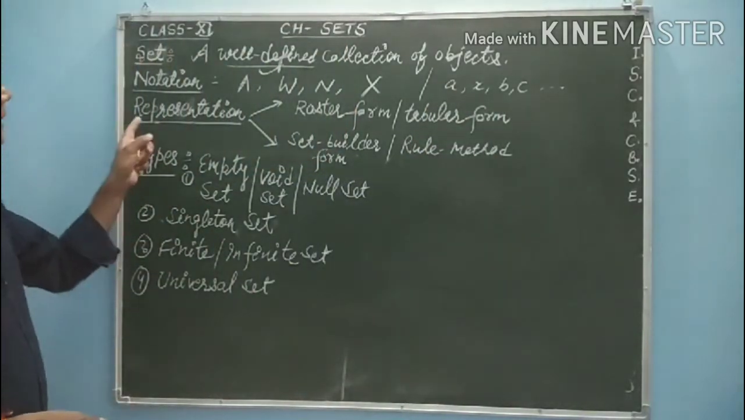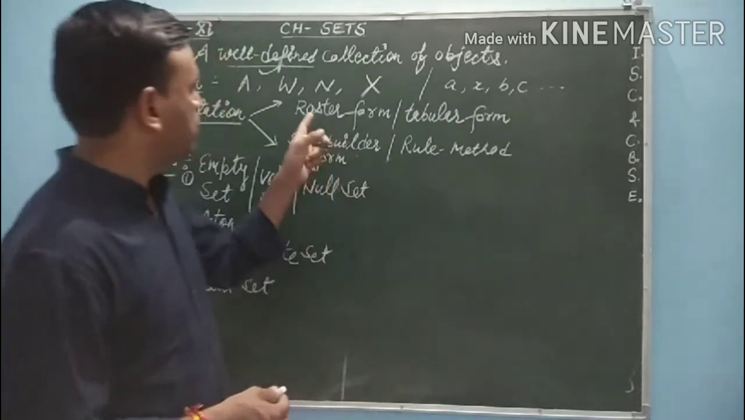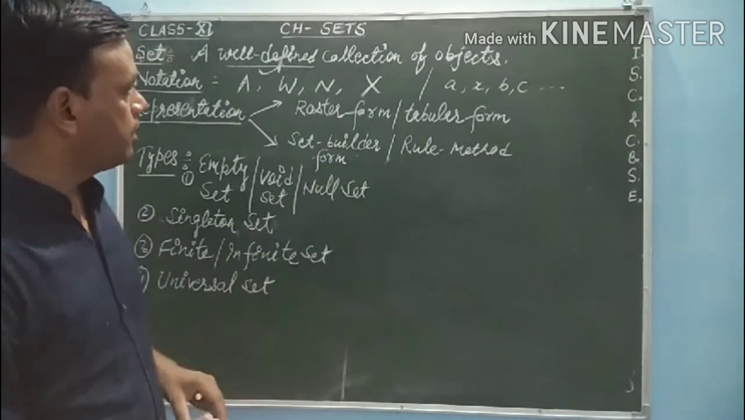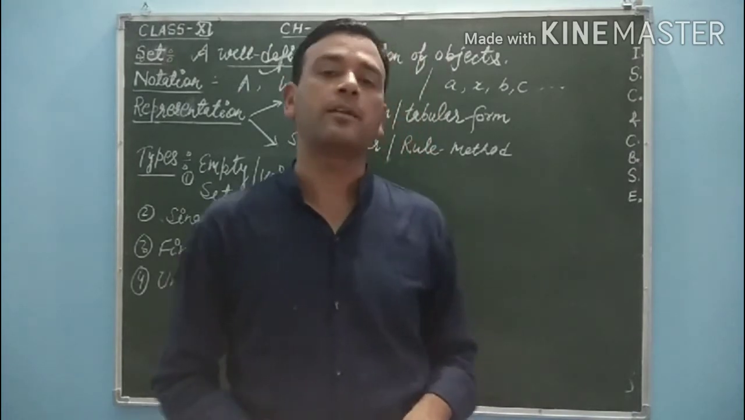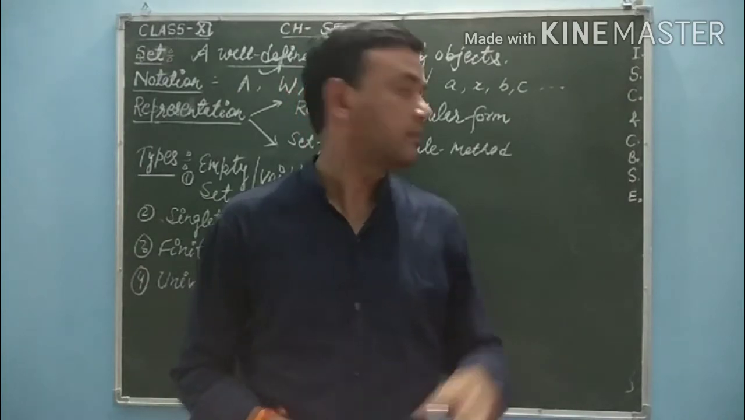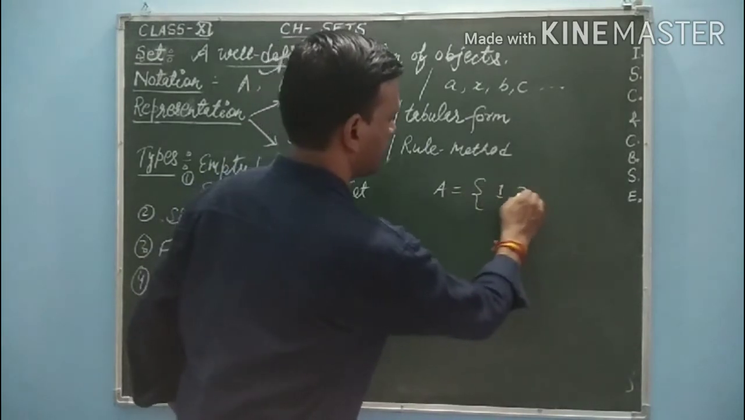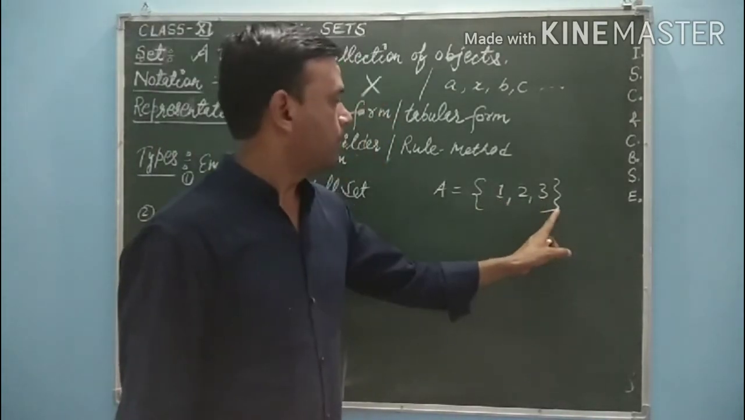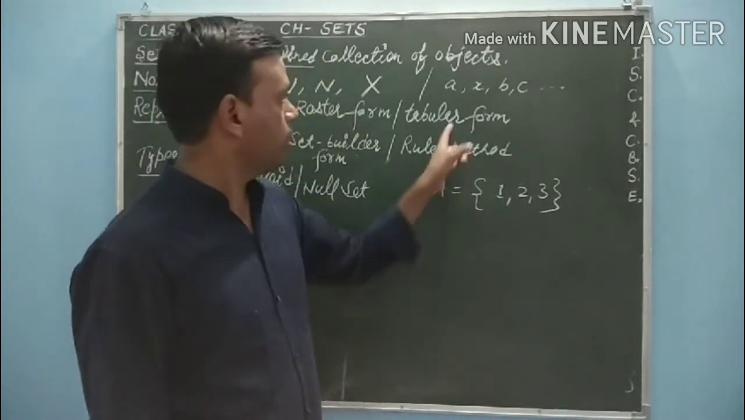Now come to the next point, that is representation of a set. We can represent any set in two ways. The first one is roster form or tabular form, and the second one is set builder form or rule method. See students, when elements of a set are separated by commas and enclosed by curly braces, then that form is a roster form. For example, suppose I am taking a set A = {1, 2, 3}. Here the elements of this set A are enclosed by curly braces and separated by commas. This is roster form or tabular form.